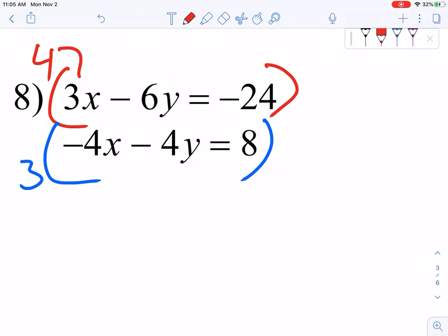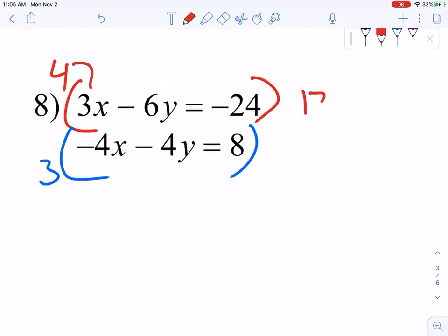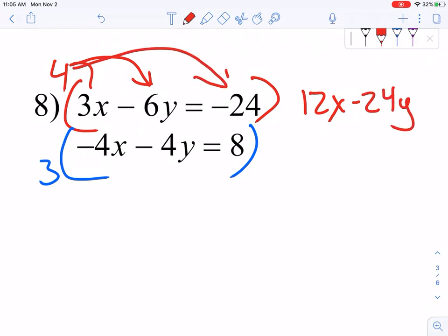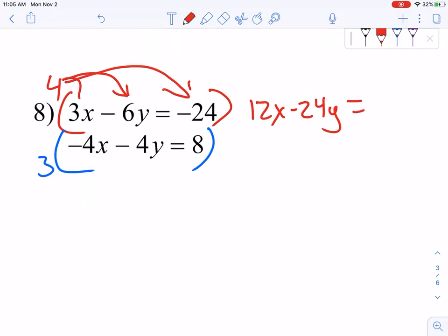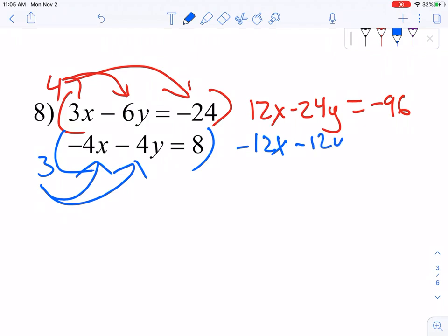So I'm doing 4 times 3x. I get 12x. 4 times negative 6y is negative 24y. And 4 times negative 24 is going to give us a negative 96. On the bottom, 3 times negative 4x will give me negative 12x. I've created terms that will eliminate. 3 times negative 4y will give me negative 12y. And 3 times 8 will give me a positive 24.